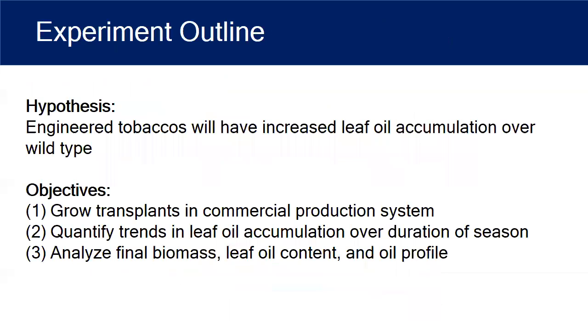So the hypothesis of this study is pretty straightforward. Our engineered tobaccos have higher oil accumulation over time over the wild type. Our specific objectives were to grow the transplants in a commercial production system, so just as you would any other type of tobacco, quantify trends in leaf oil accumulation over the duration of the season, and finally analyze the final biomass in terms of leaf dry weight, which is what we want, leaf oil content, and then also the lipid profile of those leaves.